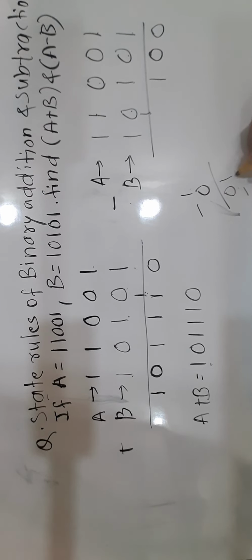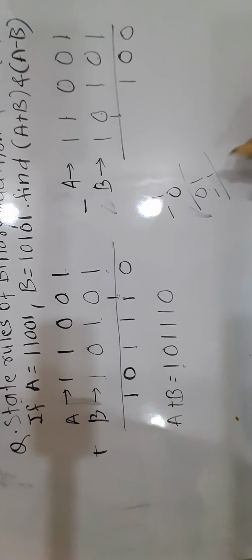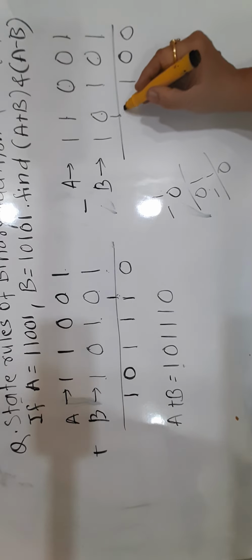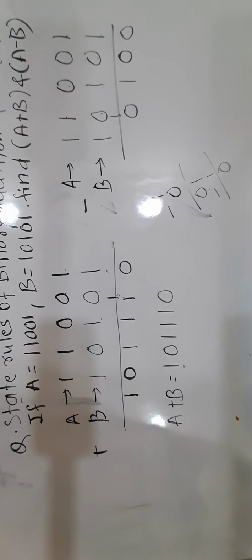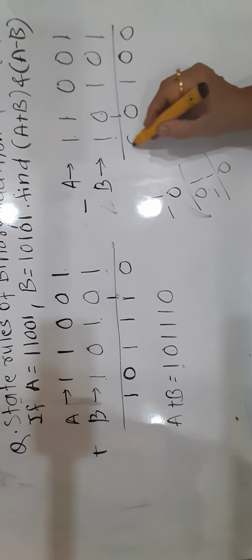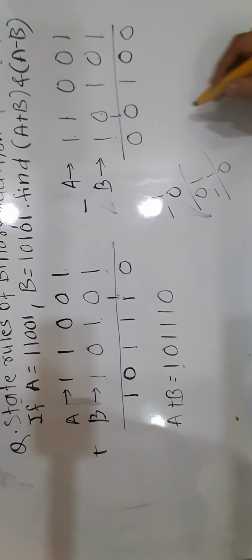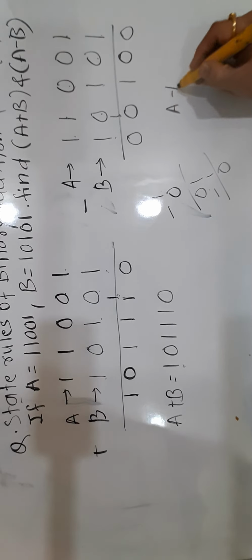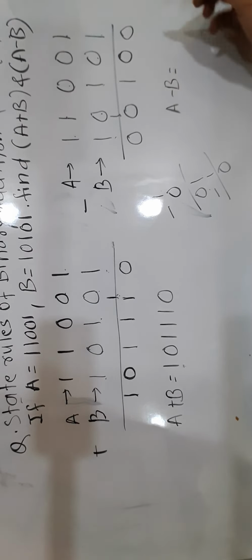1 minus 1, the result will be 0. So here we write 0. Now again 1 minus 1 is 0, no borrow. So we can write a minus b equal to 00100.